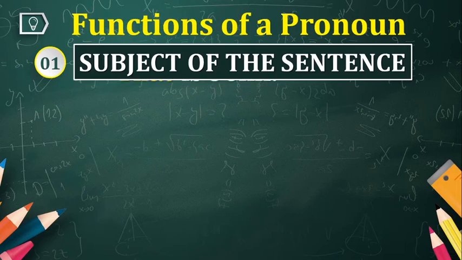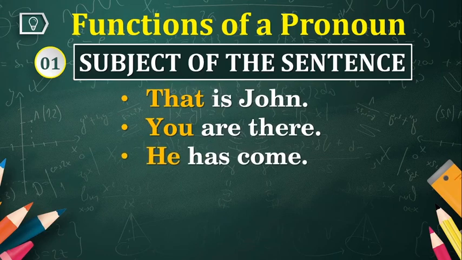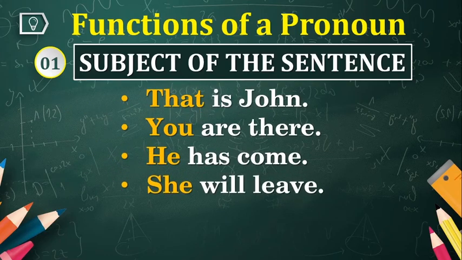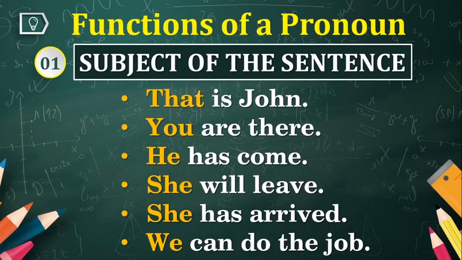For example, that is John. You are there. He has come. She will leave. She has arrived. We can do the job. The we there is representing some people. That we could comprise John, Janet, and James. So instead of saying John, Janet, and James can do the job, you simply use the pronoun we, and that becomes we can do the job.